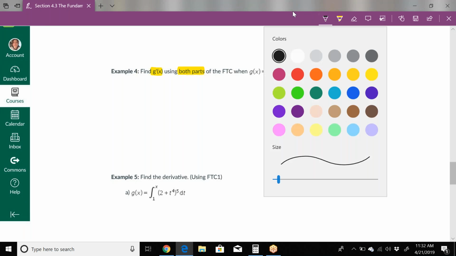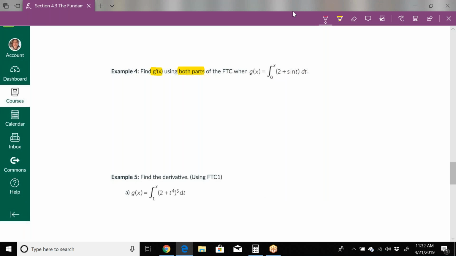Hello, Math 211 students. This is section 4.3. There was one example we didn't do in class because we were trying to get through, I think, 2 sections of notes this day. So we needed to find g prime of x, which is the derivative of g, using both parts of the fundamental theorem of calculus. We want to show you using part 1 and part 2, when g of x is equal to an integral from 0 to x of 2 plus sine t dt.